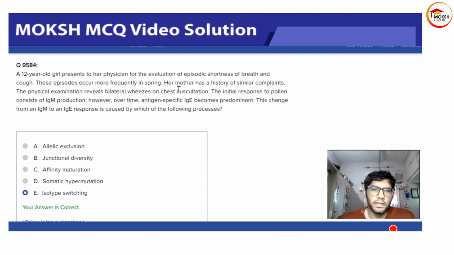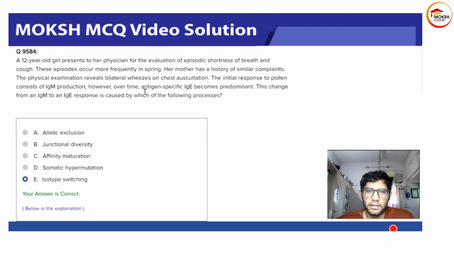This is a common process and it occurs over time, and this responds to allergy. This process progresses to allergy. Okay, so isotype switching is the answer. Other options, allelic exclusion. Allelic exclusion is when the receptor formation is occurring. So this is not the option.